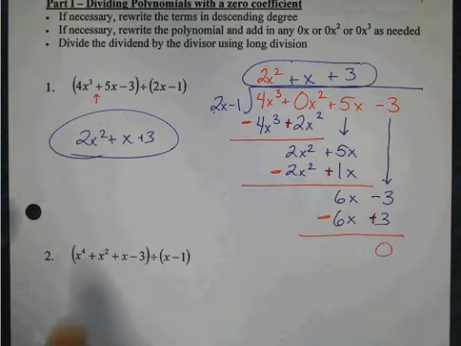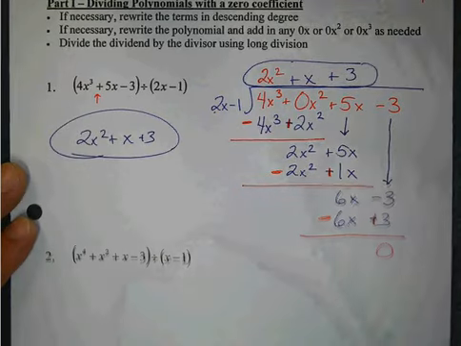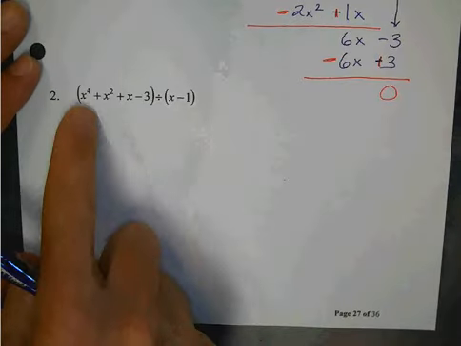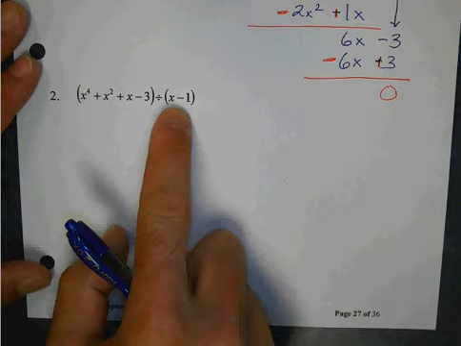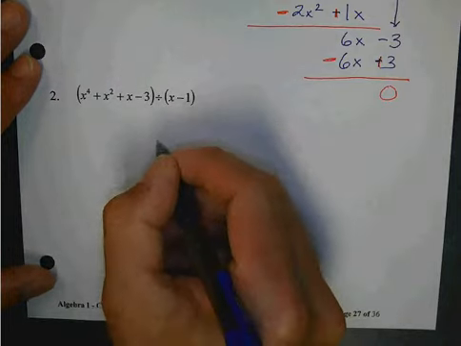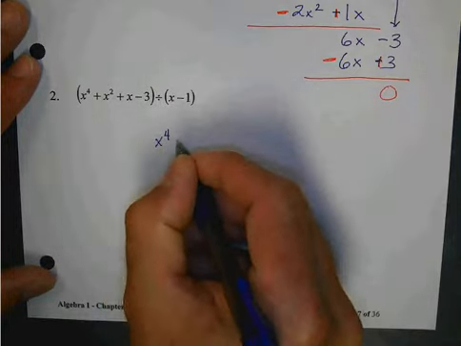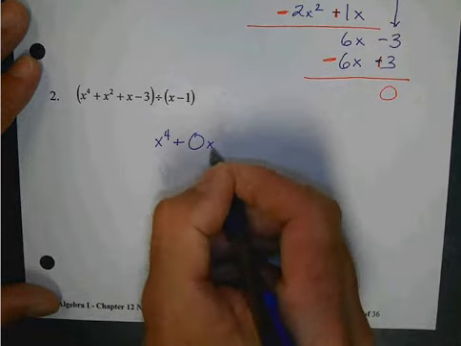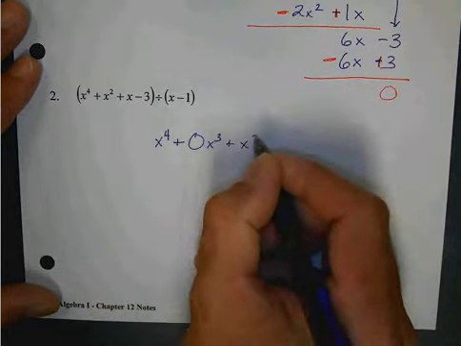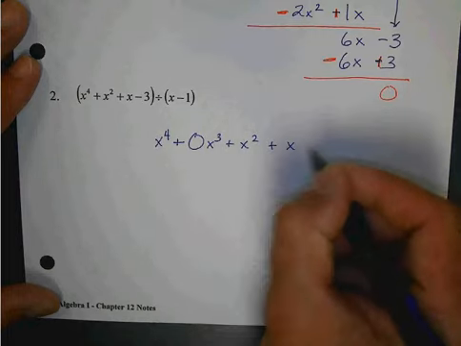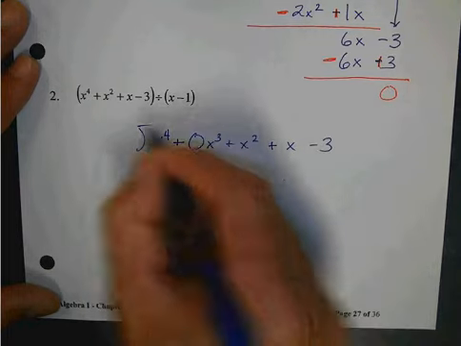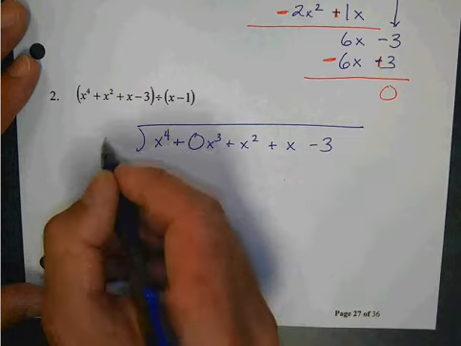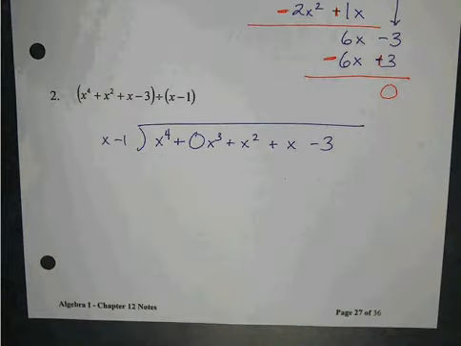So let's analyze the next one. Is anything missing on number 2? An x cubed? So let's rewrite this. x to the 4th plus how many x cubed? 0 x cubed plus x squared plus x minus 3, all divided by x minus 1.